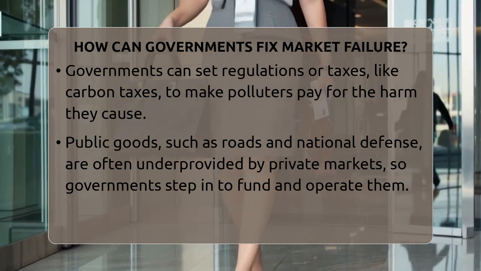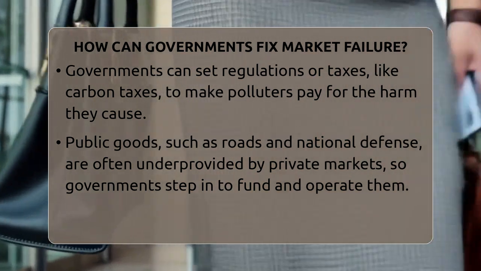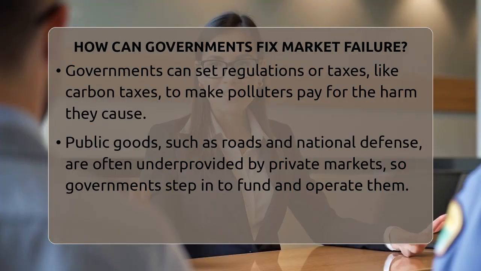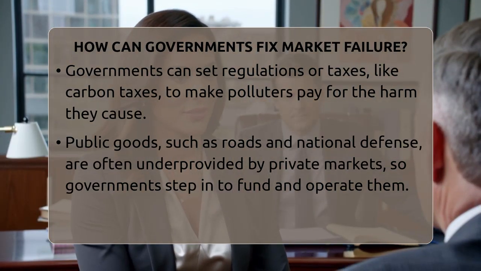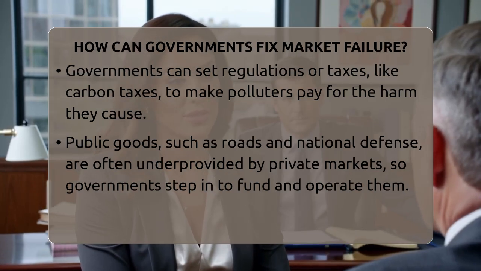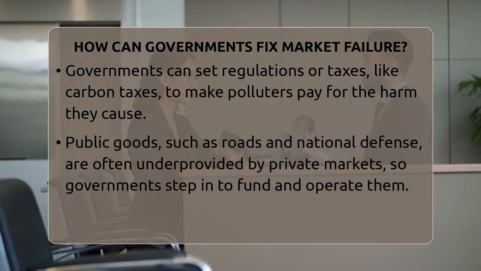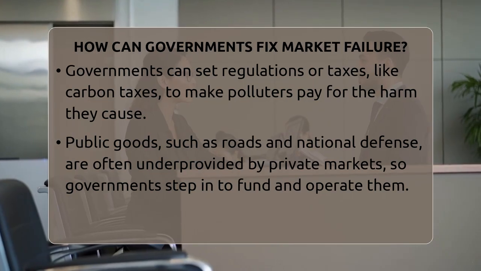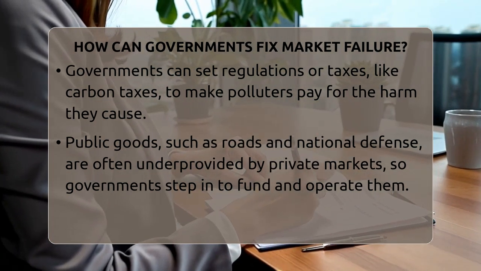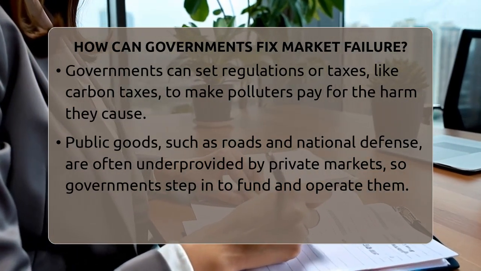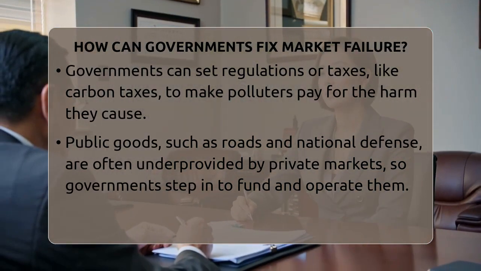Sometimes, markets don't provide enough of certain goods that everyone needs, like roads or schools. This is because these are public goods, which everyone can use without paying directly. Governments can step in and directly build or operate these services to make sure everyone benefits. For example, governments fund national defense and build highways because private companies wouldn't do it profitably.